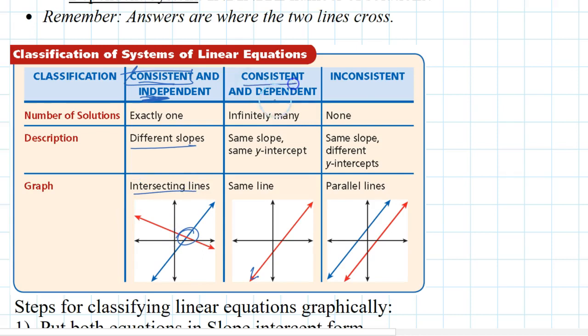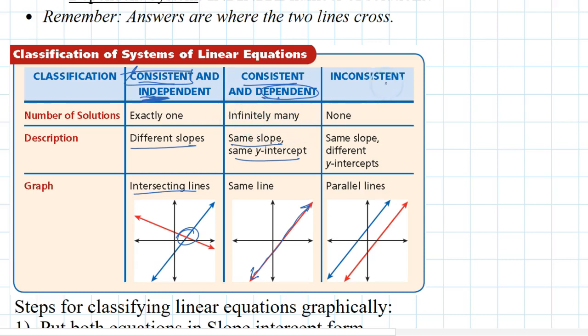Now, if they're consistent and dependent, that means that one line is dependent upon the other. They have the same slope and the same intercept. Basically, they are the same line. So if you look at this red line, there's actually a blue line hiding underneath it. If they have the same line, they touch everywhere, and there are infinitely many solutions.